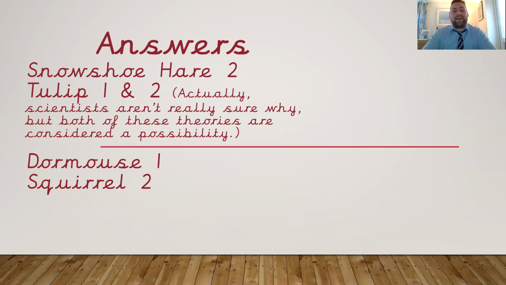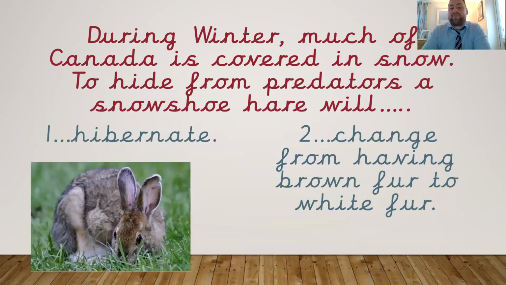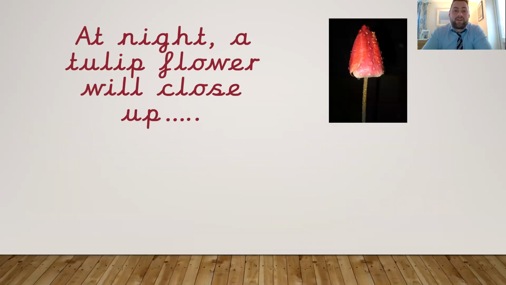Okay, here are the answers. A snowshoe hare, actually, it says number 2 here, which is it will camouflage itself from changing its brown fur to white fur. A very ingenious adaptation that it has there. So it protects itself from the predators by camouflaging itself, by changing its fur to white so it can blend in with the snow. Very, very clever.